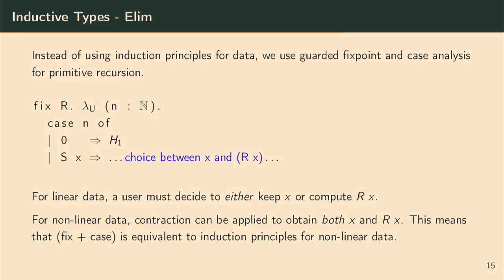So instead of using induction principles for data, we opted to use a guarded fixed point and case analysis for primitive recursion. So here we have a user-written recursor for the natural numbers. So fixed point on the recursor, taking in a natural number, perform case analysis. When it's 0, return the proof H1. If it's successor X, we offer the writer of the recursor a choice between X or Rx.